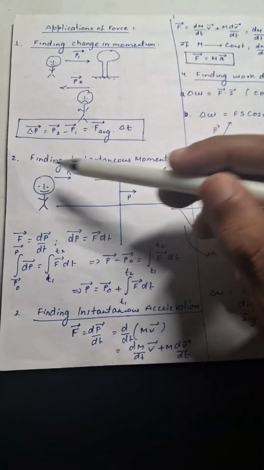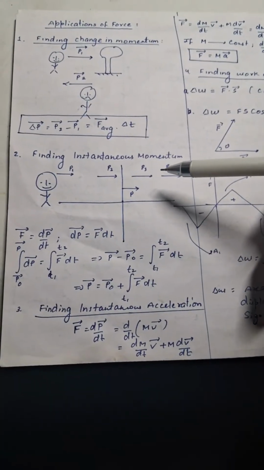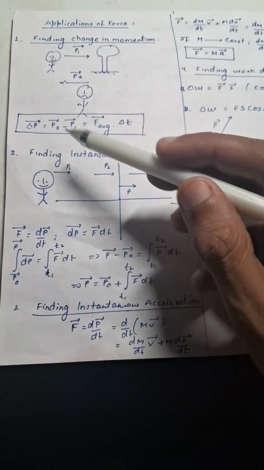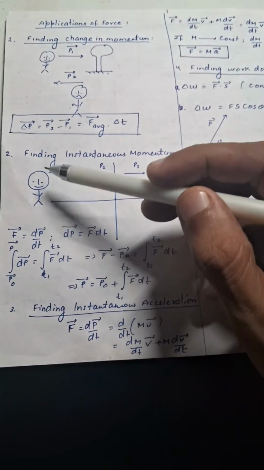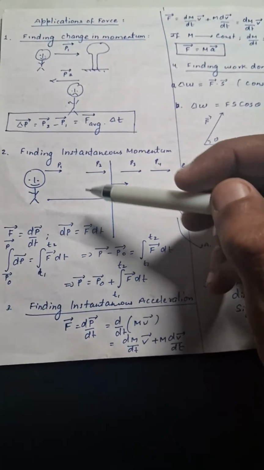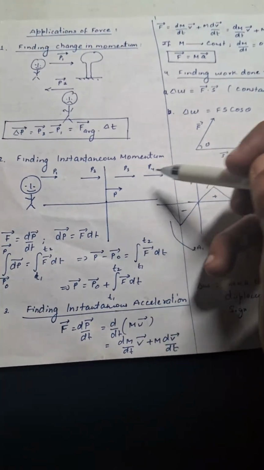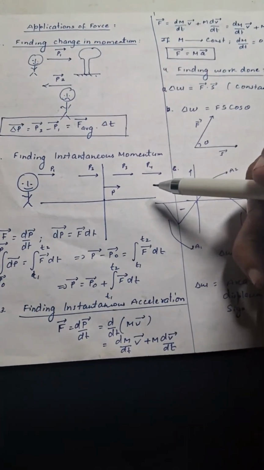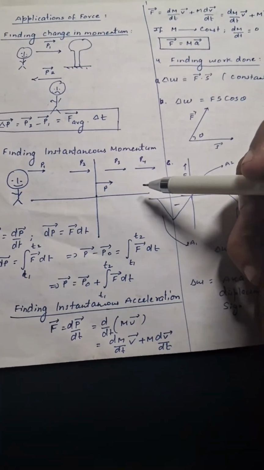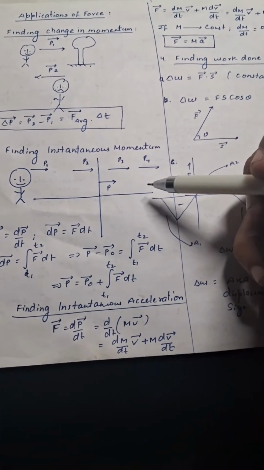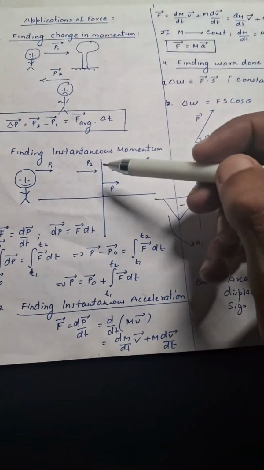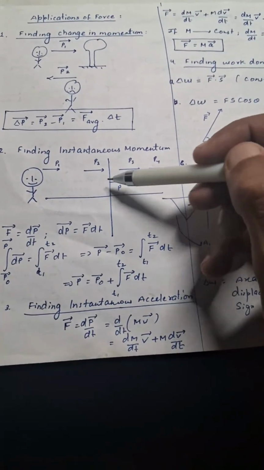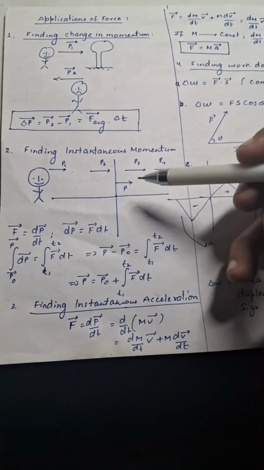The second concept is finding instantaneous momentum. Let's take another example. Suppose a student starts moving with initial momentum P1. It has momentum P2, P3, P4 at later instants. So momentum is changing with respect to time, and we need to find the momentum at a certain instant, when it is at a certain position, at that particular point.